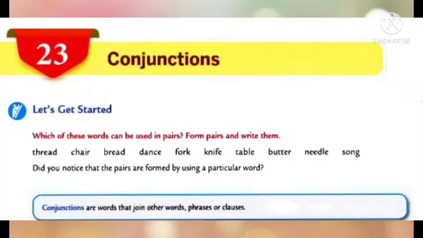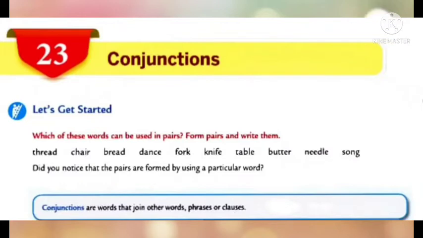Today let's go through lesson 23, that is conjunctions. So let's get started with the textual exercise. In the very first exercise, on page number 124, you can see that they have given you some words, and we have to form pairs out of these words.